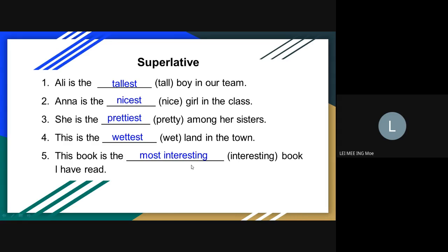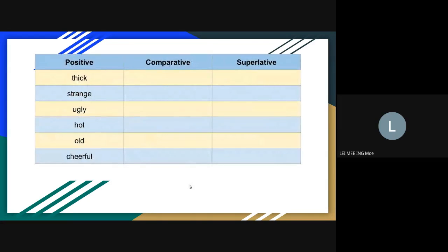For those who get all the answer correct, well done. And we move on to the next slide. All right, this is just for your revision. See whether you remember the 5 rules or not. Now, I have positive degree here, thick. Can you please type down the answer for the comparative form for thick? Which rule that it follows? For thick. Type down the answer for thick, the comparative form for thick.